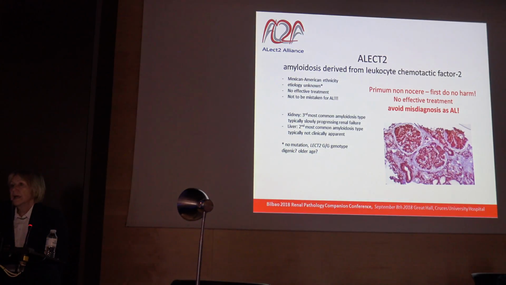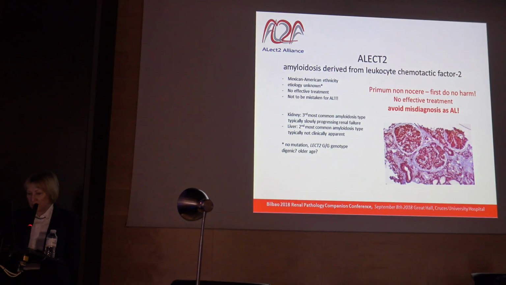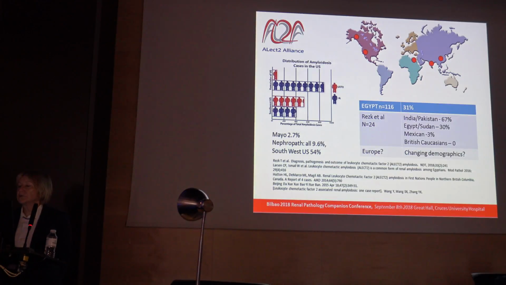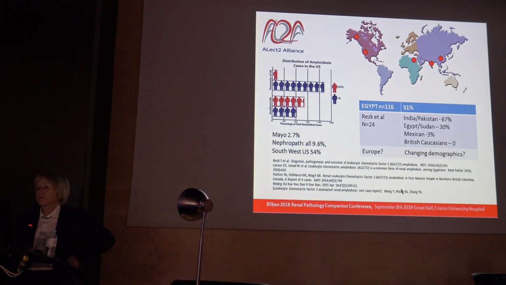Interestingly, the first reports emphasized interstitial deposition of amyloid and patients presenting with slowly progressing renal failure, but as more cases are being looked at, there are also cases with glomerular involvement. Okay, and interestingly enough, incidence of ALECT2 within the US is markedly different. Overall, it's the third type of systemic amyloidosis affecting the kidney. But if you look at the southwest US, ALECT2 actually is more common than AL.